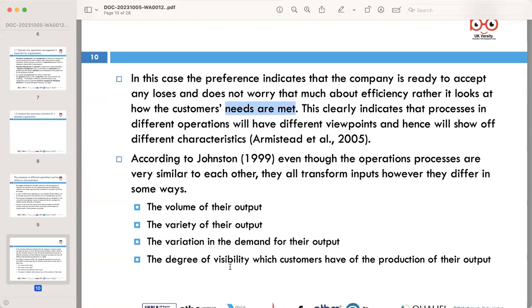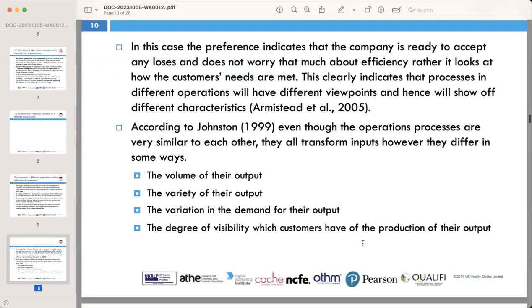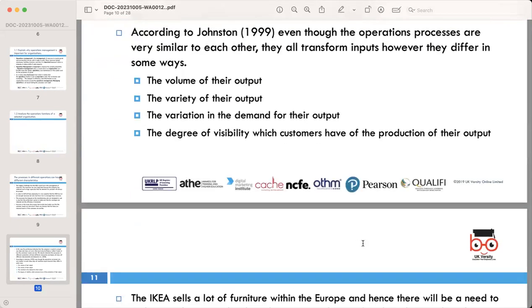Then there is the degree of visibility which customers have of the production of their outputs. This means the degree to which customers are exposed to the production process varies. In some operations, customers have limited visibility into how their products or services are produced, while in others they may have a more direct view of the production process. These distinctions underscore that operations processes are not one size fits all. They adapt to the unique requirements and objectives of each segment within an organization.